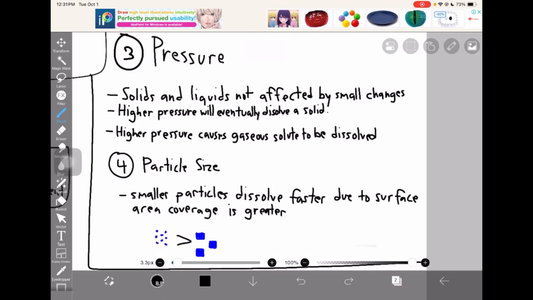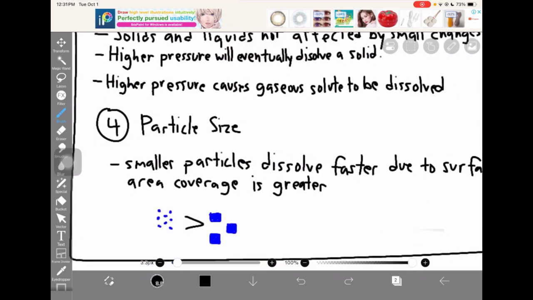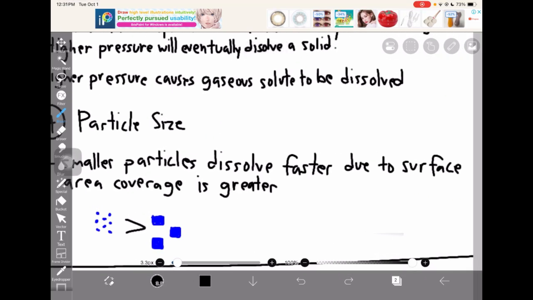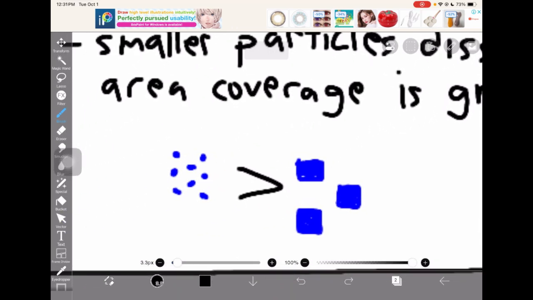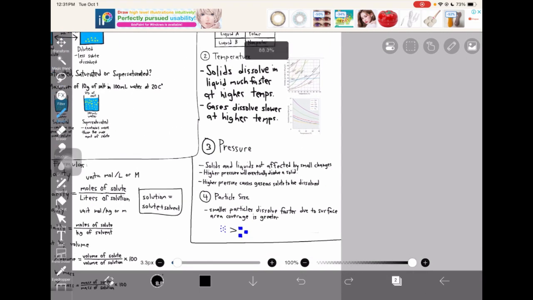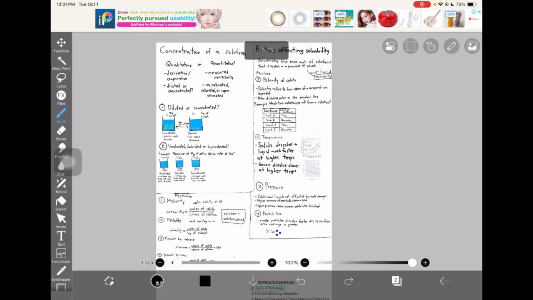Lastly, particle size. Smaller particle size dissolves faster because the surface area coverage is greater. Basically, this is why we crush up sugar cubes before we put them into a beverage. And that's really it. That's just the 4 factors affecting solubility.